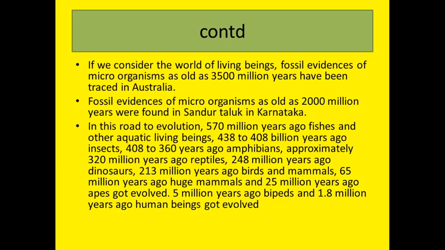570 million years ago, fishes and other aquatic living beings, 438 to 408 million years ago, insects, 408 to 360 million years ago, amphibians, approximately 320 million years ago, reptiles, 248 million years ago, dinosaurs, 213 million years ago, birds and mammals, 65 million years ago, huge mammals, and 25 million years ago, apes got evolved. 5 million years ago, bipeds, and 1.8 million years ago, human beings got evolved.